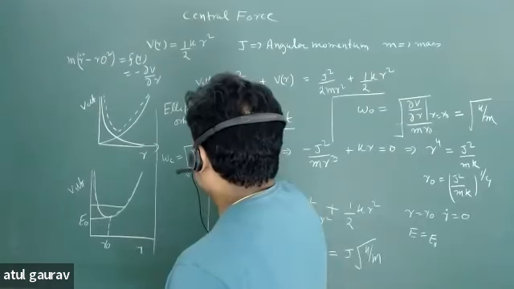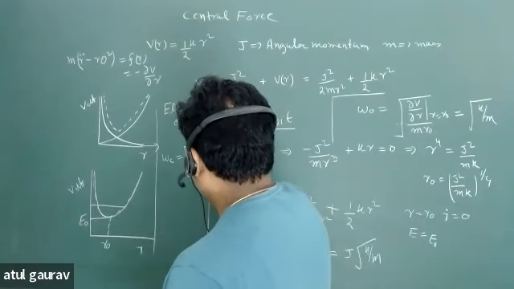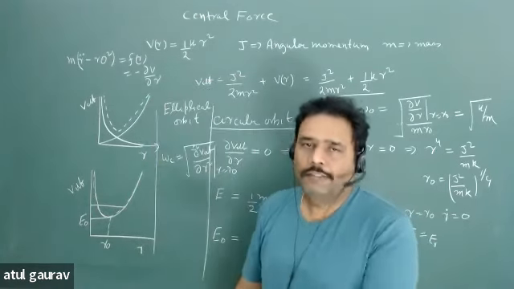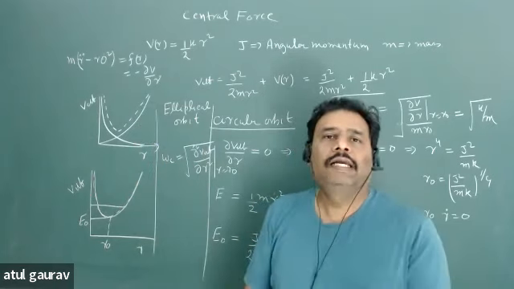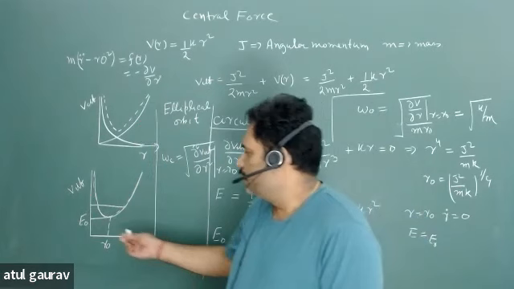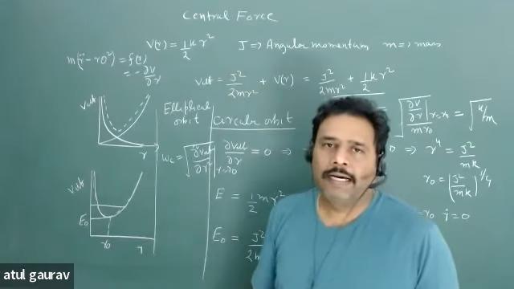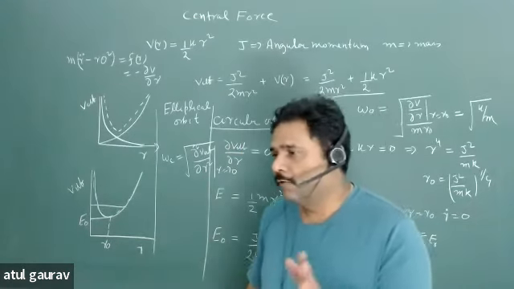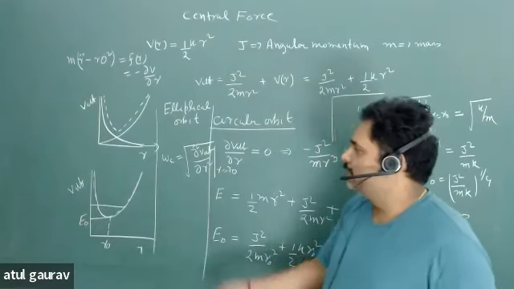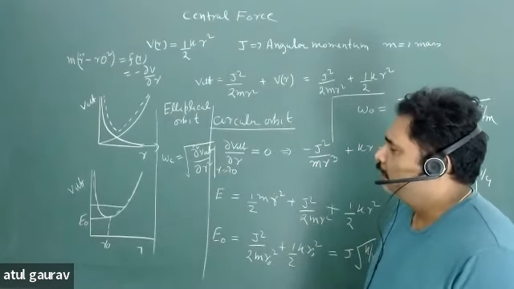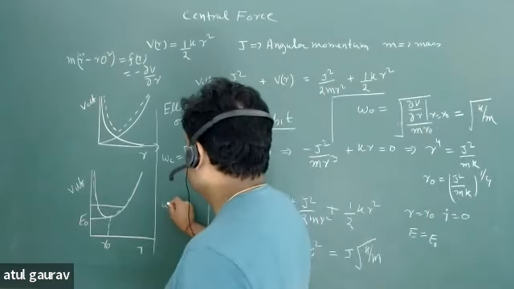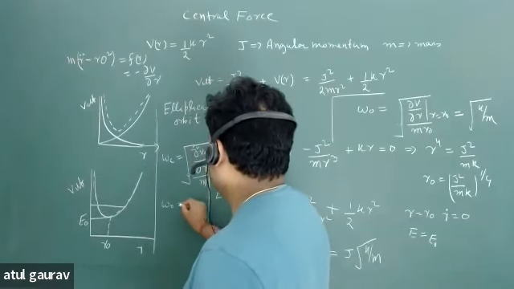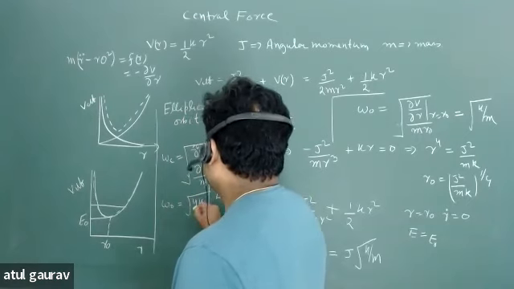Here your angular frequency is del 2 V effective over del R square, upon m, at R is equal to R naught. Because this is equivalent to oscillatory motion, and you can assume the motion is a small oscillation about the stable equilibrium point. R is equal to R naught, the radius of the circle, is also a stable equilibrium point. So you can use stability analysis and easily calculate this. Divided by m, obviously. So you will get root under 4k upon m.